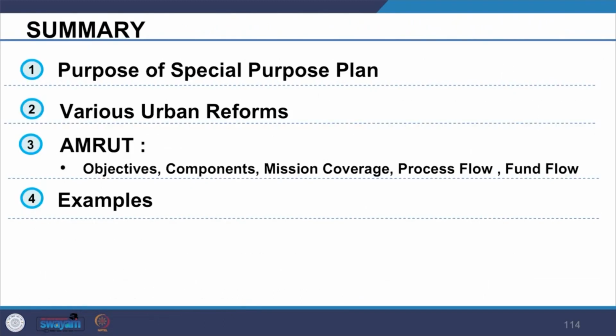So, when we summarize, we see what kind of special purpose plans these are, and they are aligned with the mission. So, today we saw AMRUT, and through that how these special purpose plans are being linked with the vision, how they are linked with the state level plans, and then how at the urban local level plans and different projects are being formulated. So, we had looked into the purpose of special purpose plans, various urban reforms and the details of AMRUT, and we also looked at some of the examples.